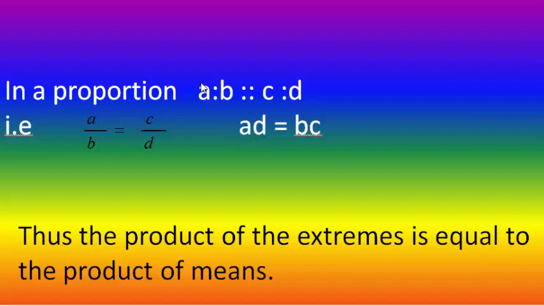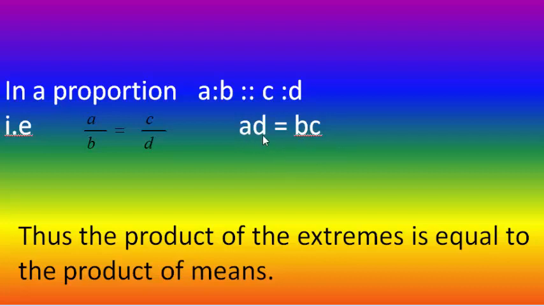Here A and D are first and fourth terms. These are called extremes. B and C mean second and third terms. These are mean terms, middle terms. So in proportion, the product of extremes is equal to the product of means. This is the proportional law.